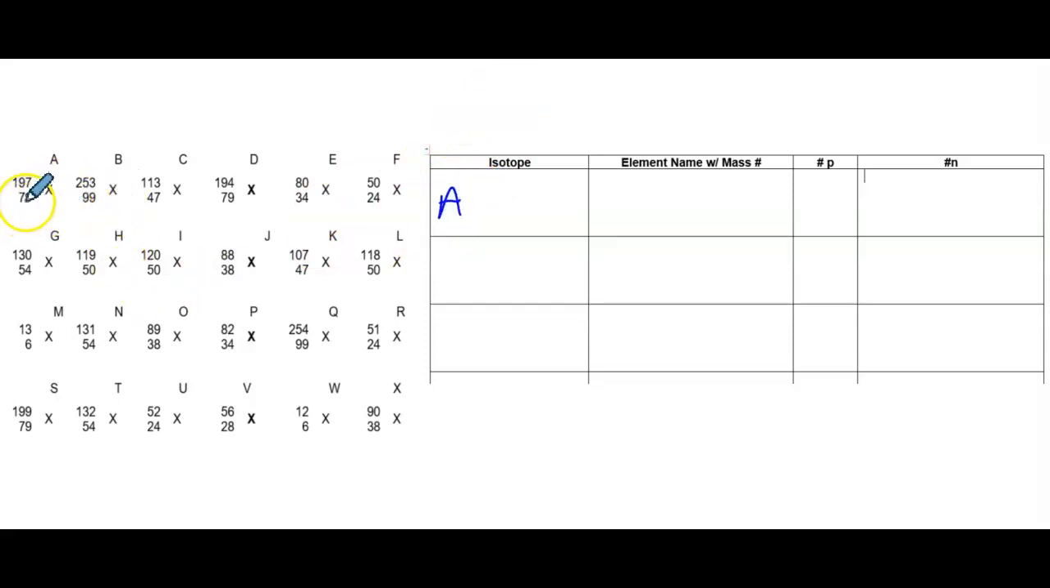I'm looking for something else that has to have the same bottom number, so I can look for D, anything that has the same bottom number. And then S. And that's it. Okay, so now I'm going to talk about what A, D, and S are. So who is element A, D, and S? They all have to be the same element because they have the same protons.